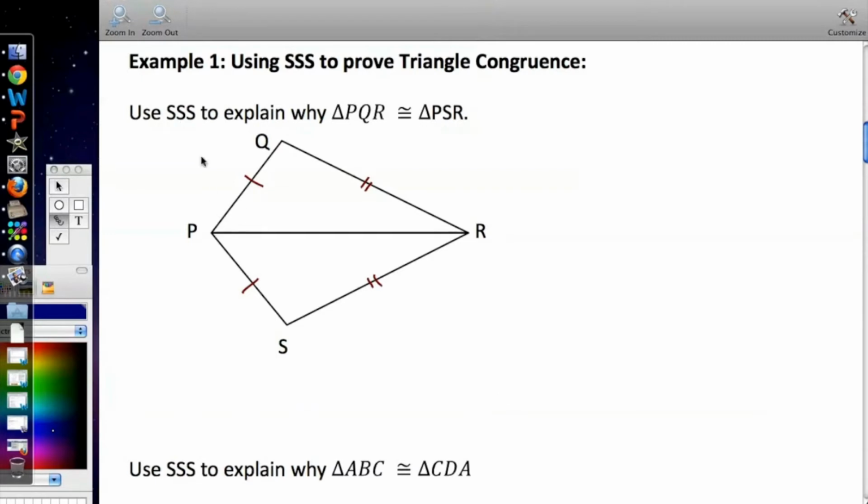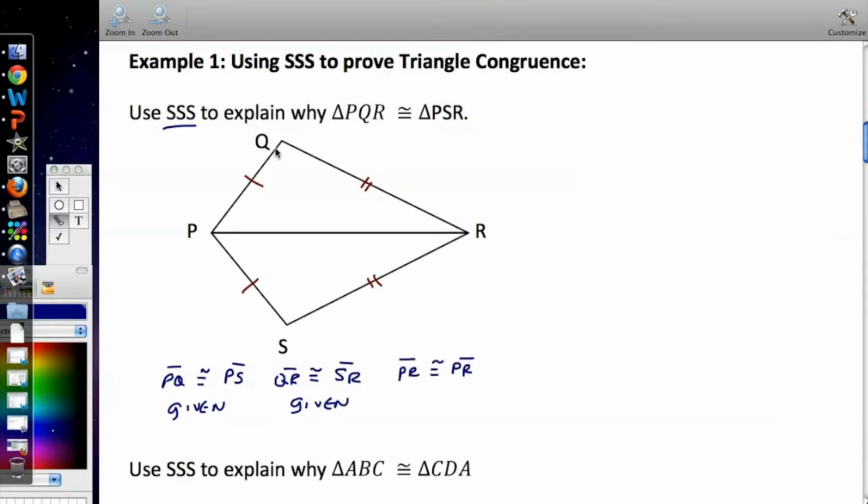It says use side-side-side to explain why PQR is congruent to PSR. Well, here's what we know. We know that PQ is congruent to PS. We also know that QR is congruent to SR. And what we know from all of this is that this is given by the picture and this is given by the picture. What we can also say is that PR is congruent to itself.